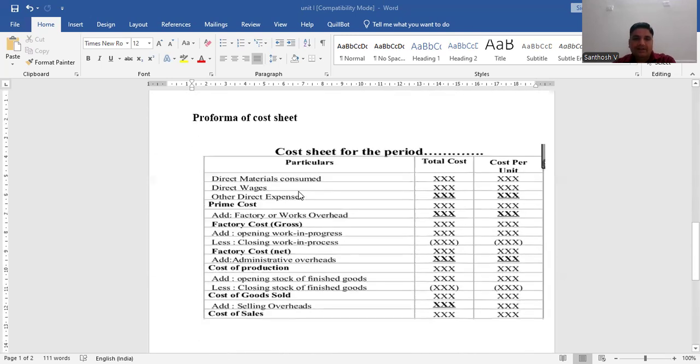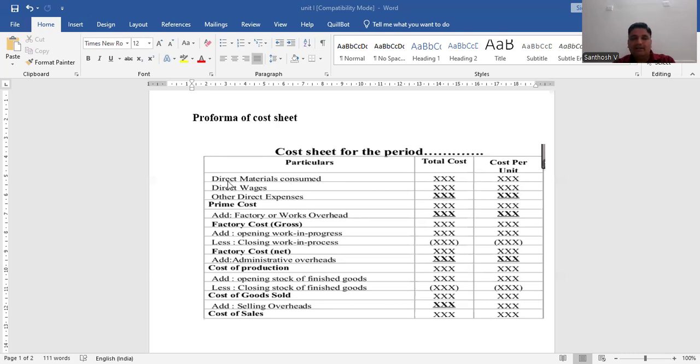See here, the proforma of the cost sheet for the period ending, maybe month ending or year ending, we need to mention. Under that we have to provide two or three columns: particulars, total cost, as well as cost per unit. If cost per unit is not there, we only have to start with two columns, particulars and total cost. Under the particulars, direct materials consumed is there. Then after that, the direct wages and other direct expenses, and the amounts we need to write in the total cost as well as cost per unit.